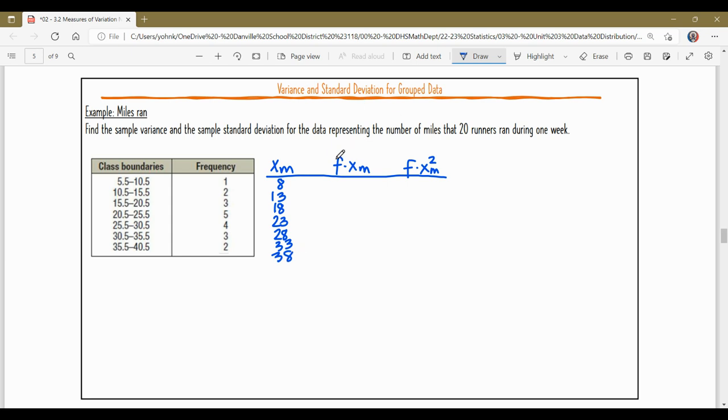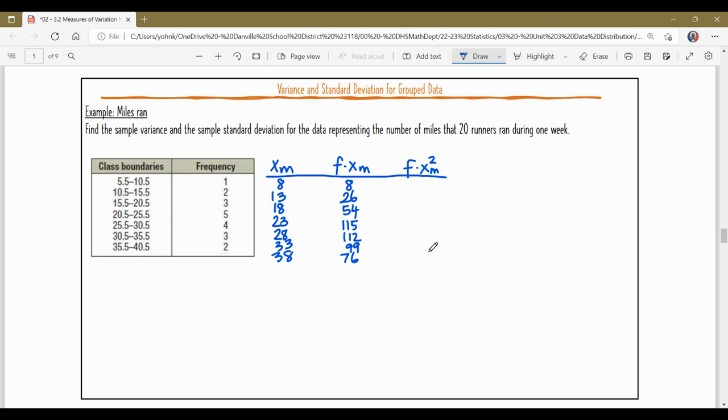Then I'm going to take my frequency and multiply it by its midpoint. So 1 times 8 is 8. 2 times 13 is 26. 3 times 18 is 54. 5 times 23 is 115. 4 times 28 is 99. Wait, I got off. 112, my bad. This is 112. And then 3 times 33 is 99, and 2 times 38 is 76.